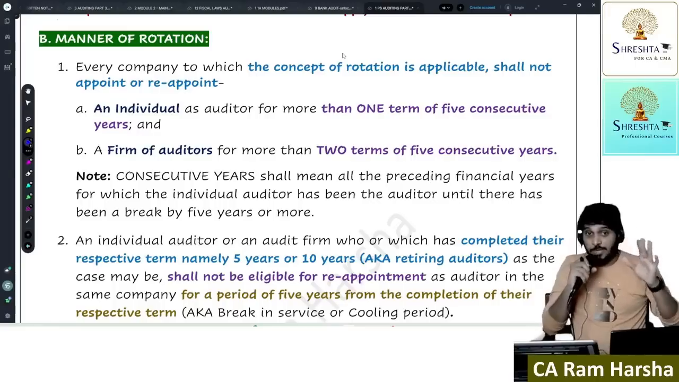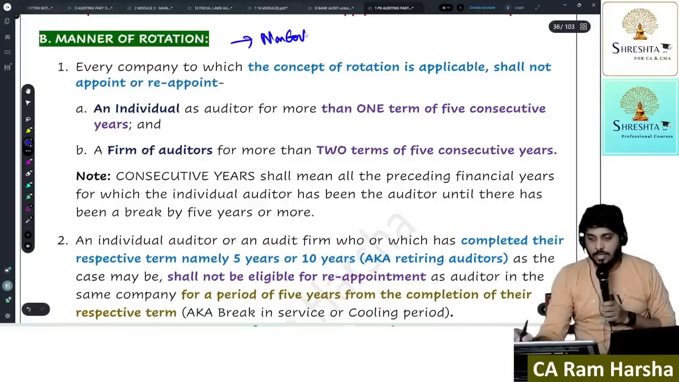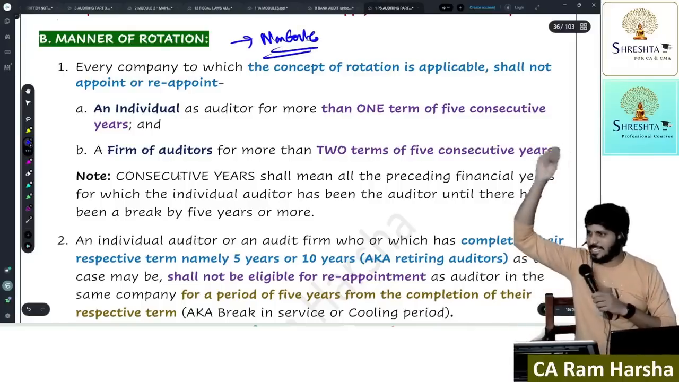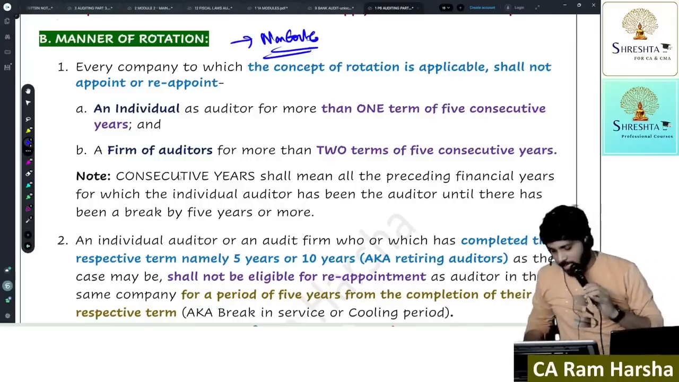So, compulsorily the auditor has to be changed. By the way, this provision is applicable for which companies? Non-government companies. For a government company, the C&AG will take care. We are discussing the rotation provision only for non-government companies.